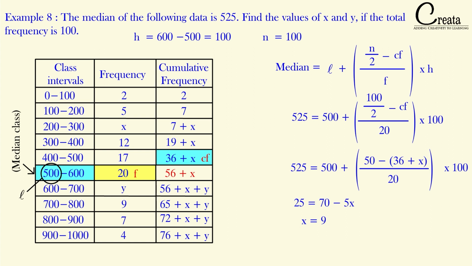Only the missing term is y. How do we find the missing term? Here the total frequency is given as 100. That is the addition of all these frequencies, it is given as 100, so 76 plus x plus y is equal to 100. And just now we have calculated x as 9. Let's put it into the equation. We got y as 15. That is the answer of the question. We have calculated x and y.